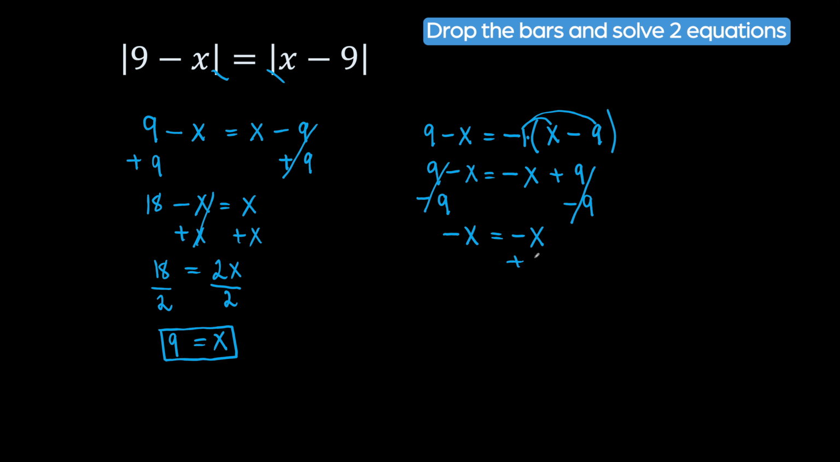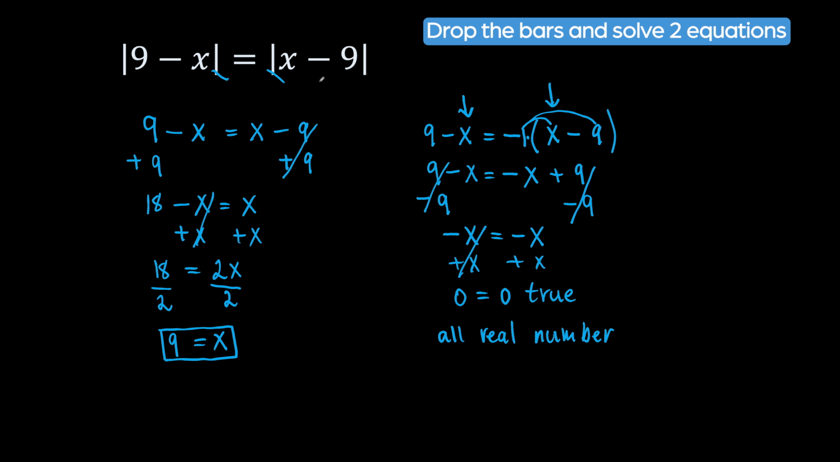We're going to add x to both sides in order to collect x on the left side. Look what's going to happen. Negative x plus x gives us 0. So on the left we have 0. And on the right, negative x plus x is also 0. This is a true statement. We got a true statement. It means x can be any real number. Any real number will make this equation true. So the solution to this equation is all real numbers.